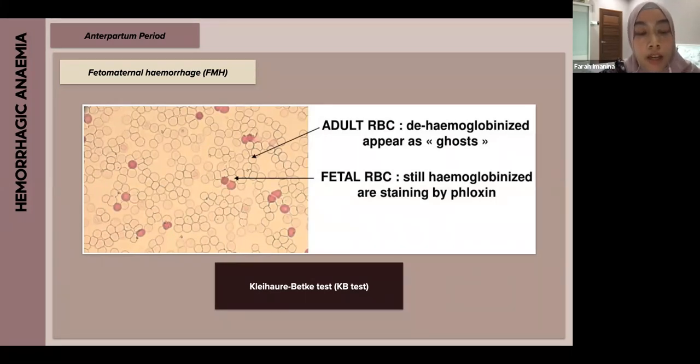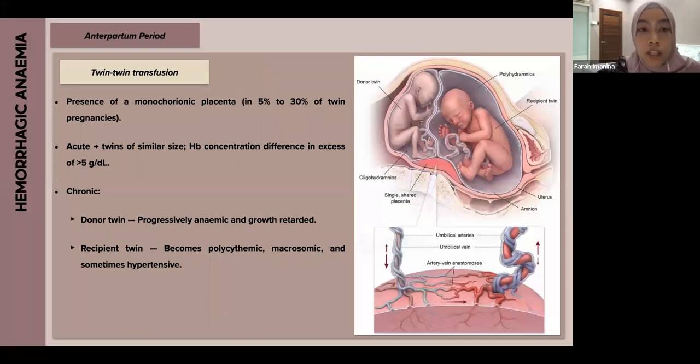Another possible cause is twin-to-twin transfusion. This is a complication that can occur in monochorionic twin pregnancy, or basically a twin pregnancy where the pregnancy has only one placenta. Because of this single placenta, it permits the transfer of blood from one twin to another. The twin that is giving the blood, we call the donor twin, and the one receiving the blood, we call the recipient twin. In our context of neonatal anemia, we are talking about the donor twin.